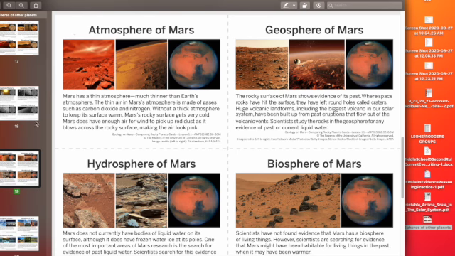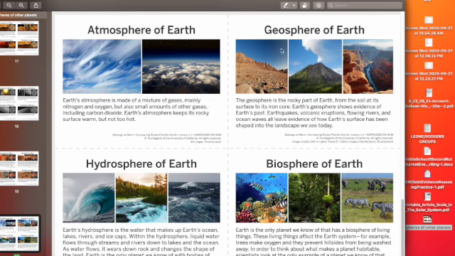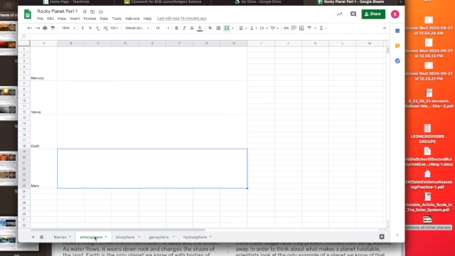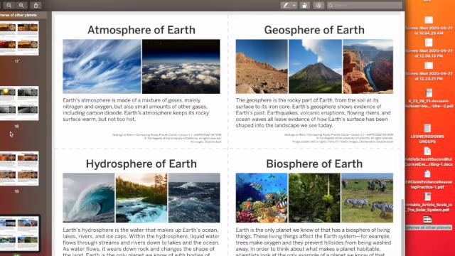As I read, so I click on atmosphere because that's what I'm doing, I would take notes about each of the atmospheres for the 4 planets. Someone else will be doing the biosphere, someone else will be doing the geosphere, and someone else will be doing the hydrosphere.